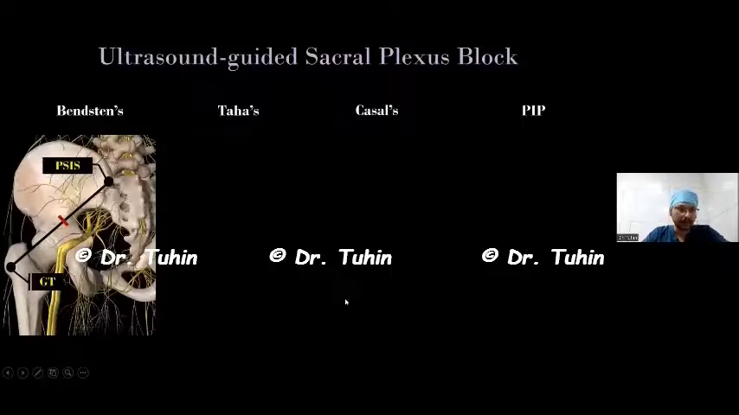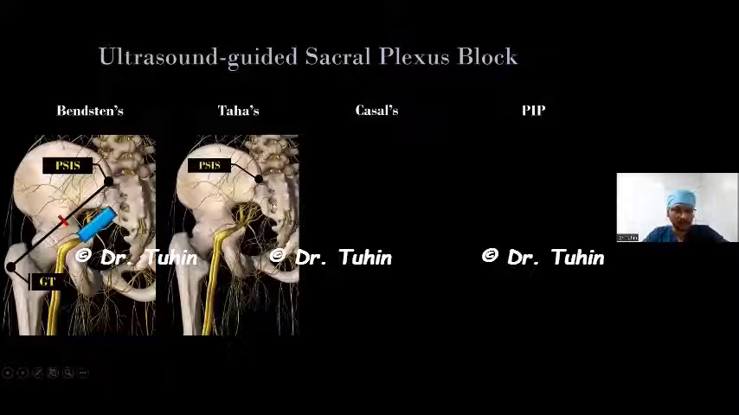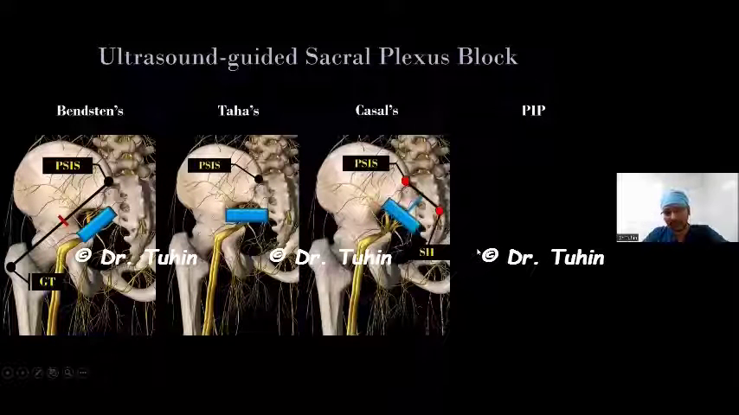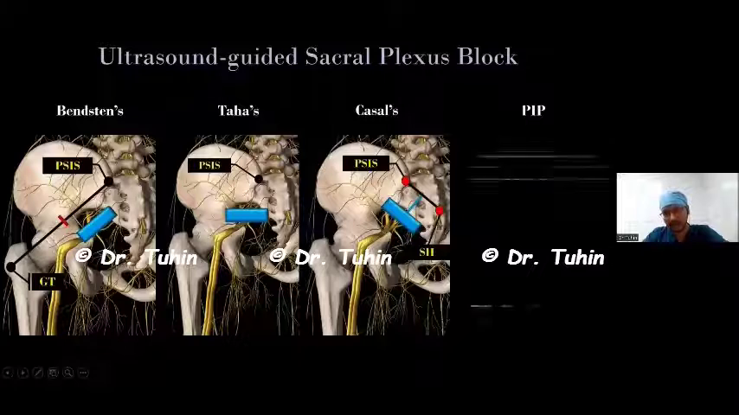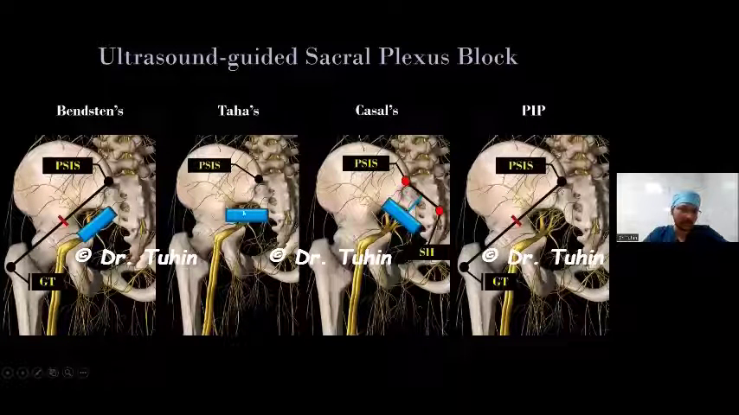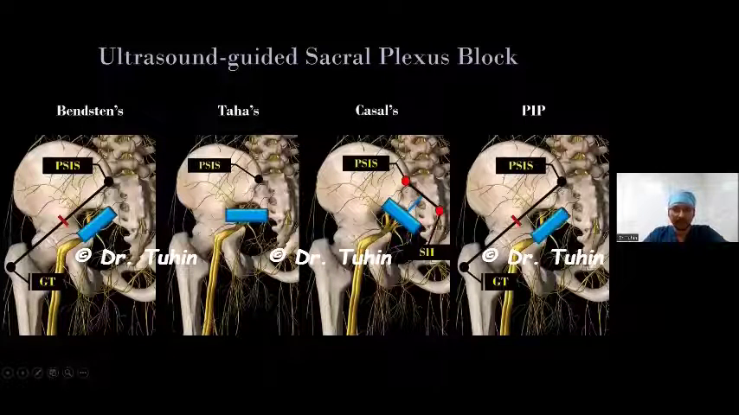Now, for a quick recap, for the ultrasound-guided sacral plexus block, mostly four important variations are there. In the Bendtsen approach, the probe is placed parallel to the line between GT and PSIS. In Taha's approach, we are seeing it in the cross-sectional view. In Casal's approach, we are coming from medial to lateral, and in the parasacral ischial plane block, we are using the same scanning technique as Bendtsen's approach.